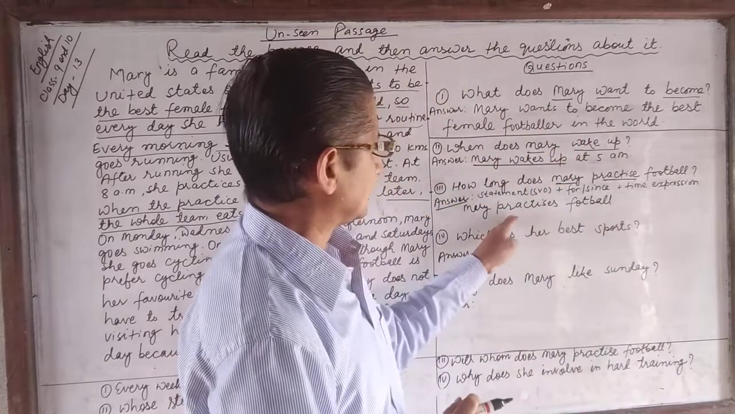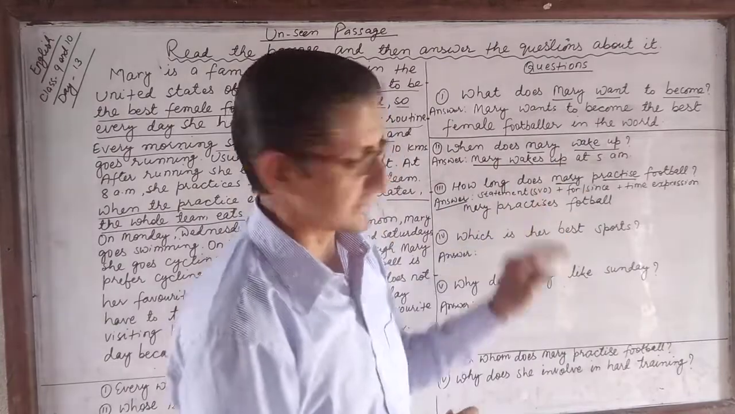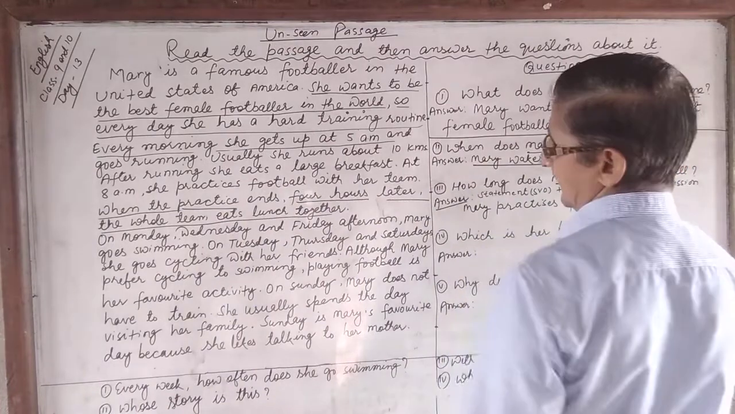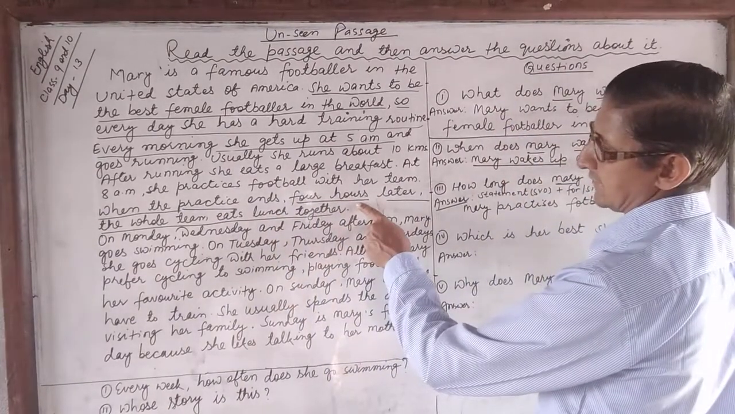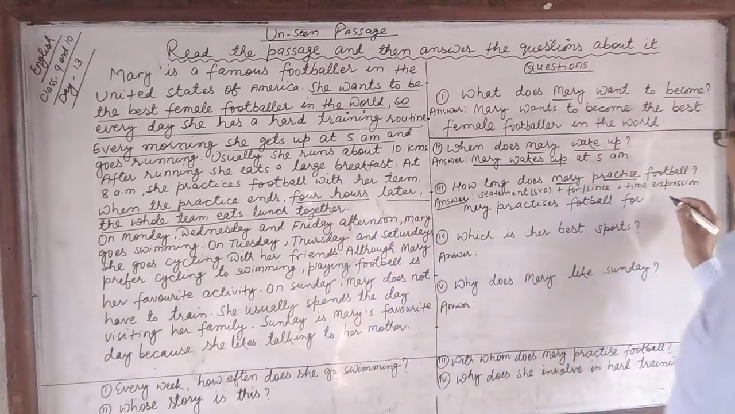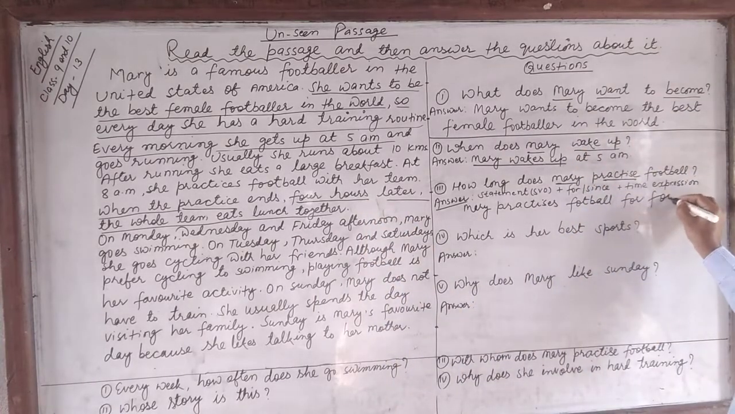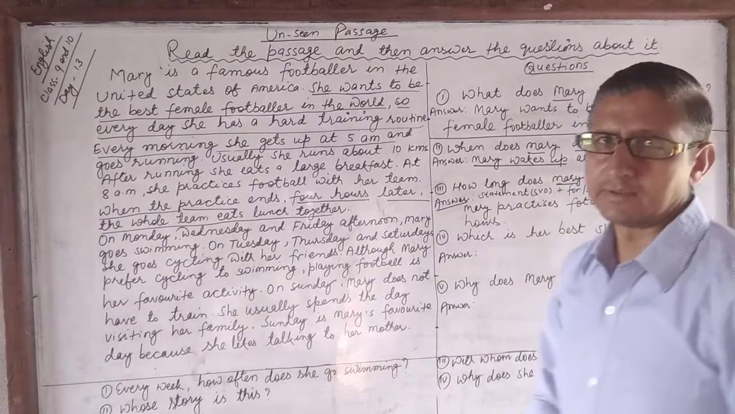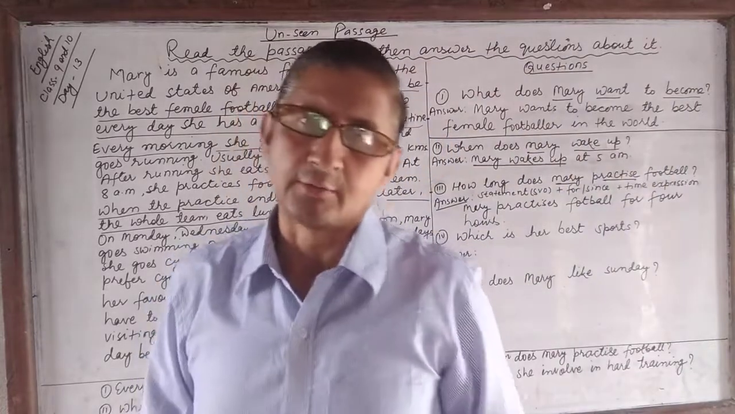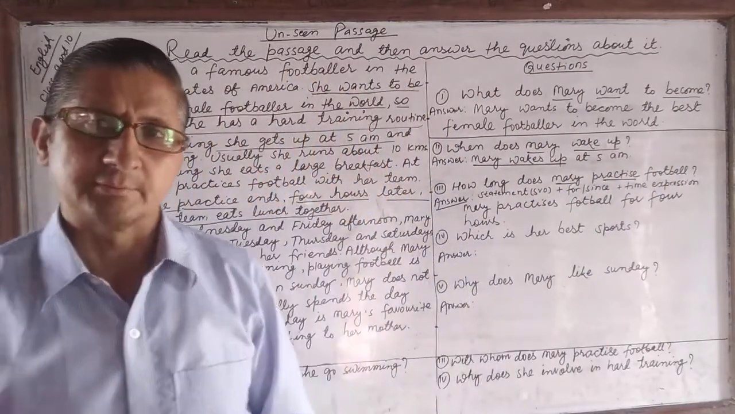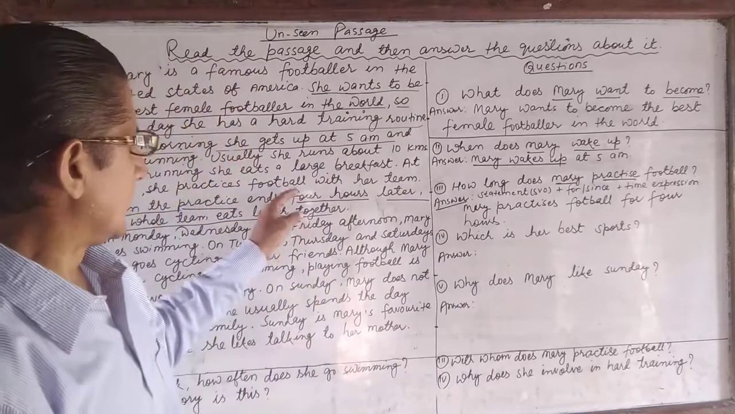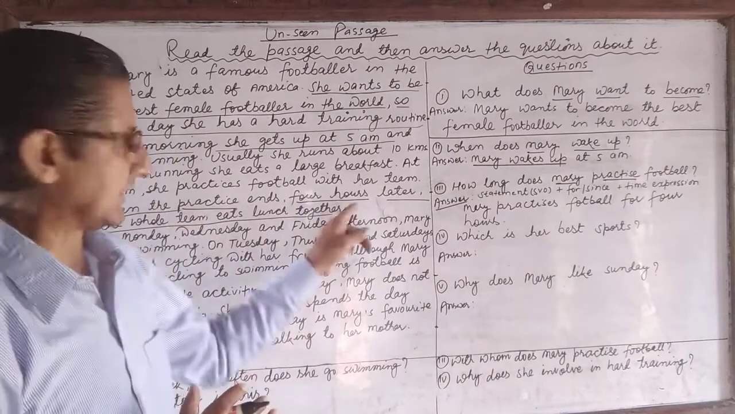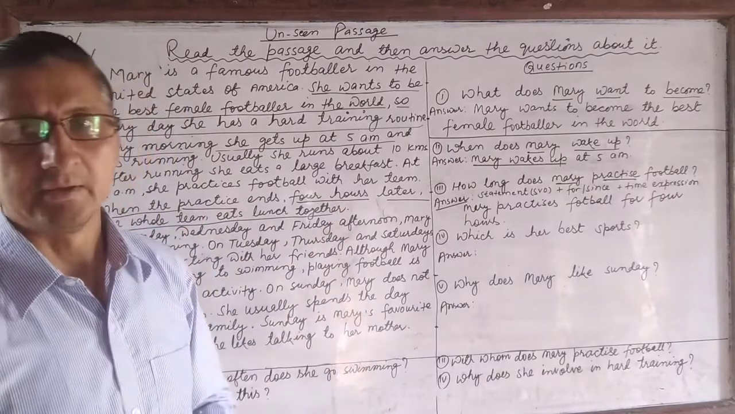This is the statement. After the statement we write for or since. For is most suitable. Look, Mary practices football for 4 hours. Okay? For 4 hours. In this way we write the answer in our own words, using the keywords from the question and keywords from the passage. We don't write the complete sentence from the passage.